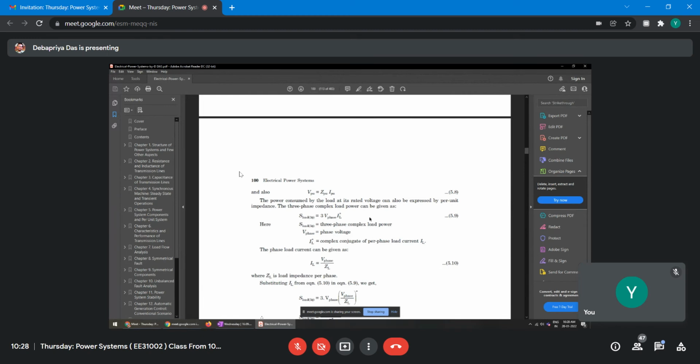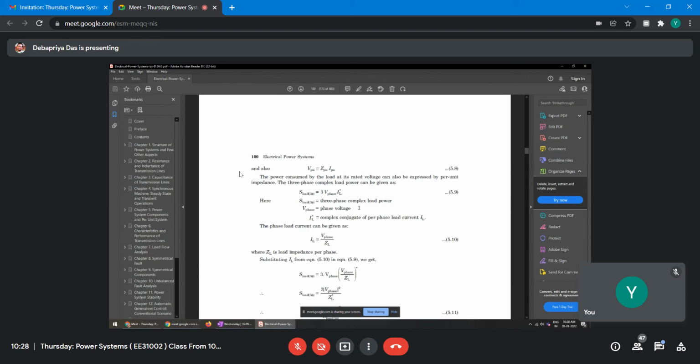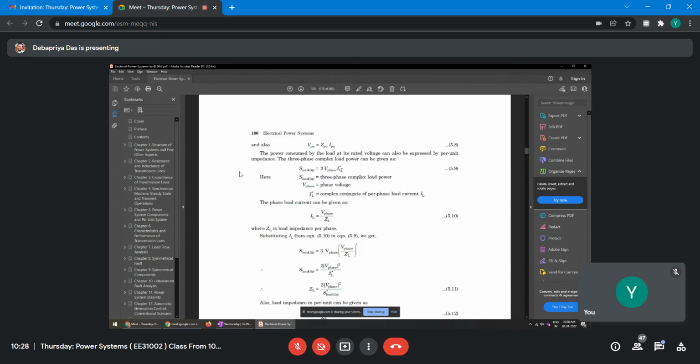Now when you come to the three phase load, S_load is equal to V_phase into I_L conjugate, that is for single phase, and you multiply it by 3 because it is three phase. Therefore S_load three phase is the three phase complex load power, and V_phase is the phase voltage. So V_phase into I_L conjugate for single phase, multiplied by 3, gives the total. I_L* is the complex conjugate of the per phase load current I_L. Star means conjugate.